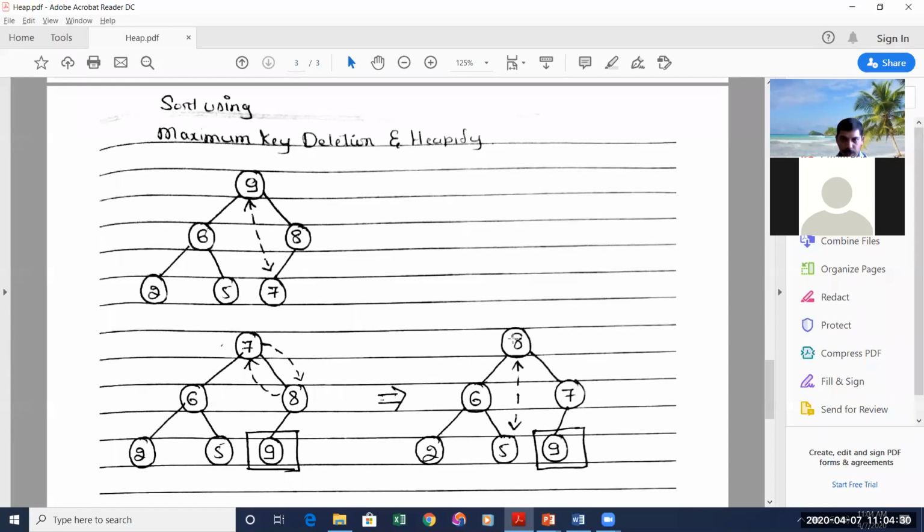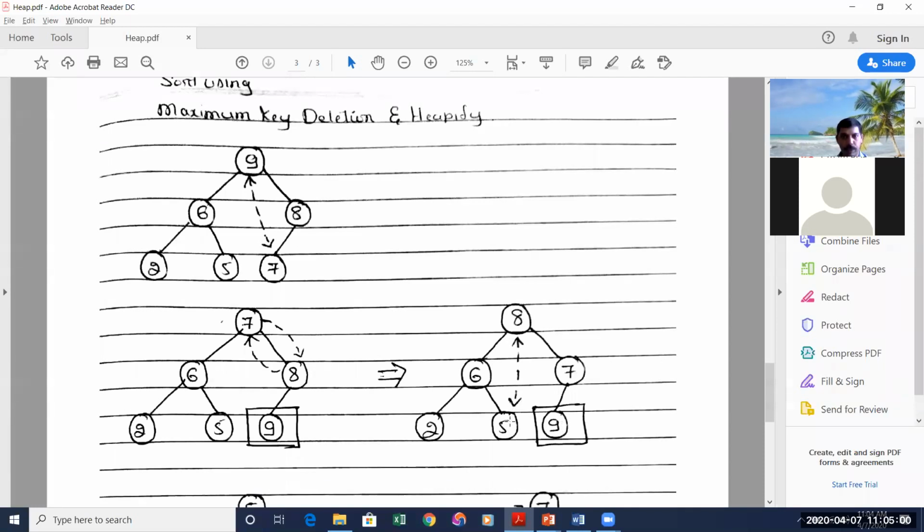After the heapify process, the next heap is created. The next heap means the next highest node comes to the root position. The next highest element is 8, which has come to the root position. Now in the maximum key deletion algorithm, the root node should be swapped with the last leaf. The last leaf node is 5. 9 is not considered a leaf here because it is out of the heap. So 8 and 5 get swapped.